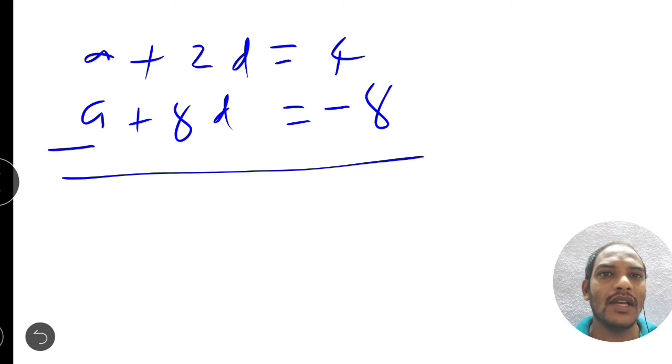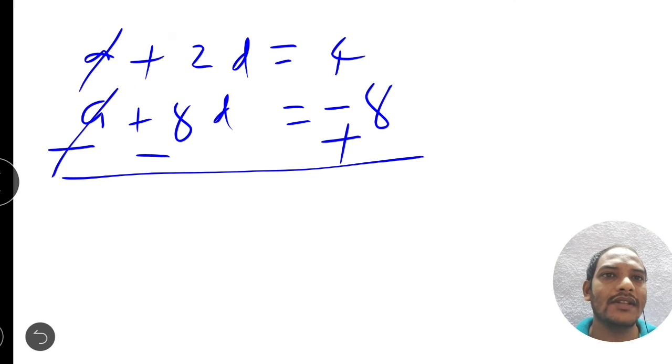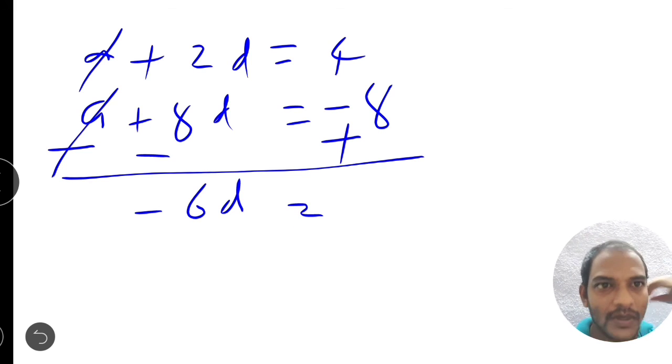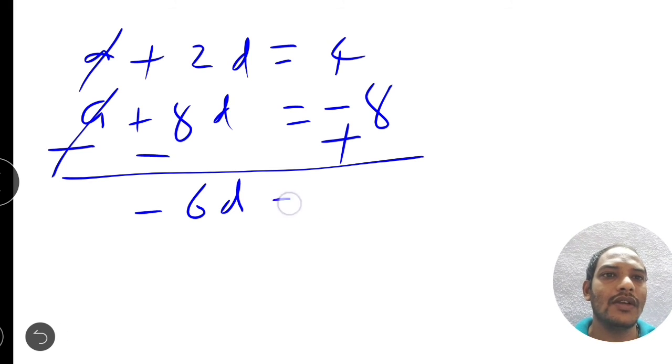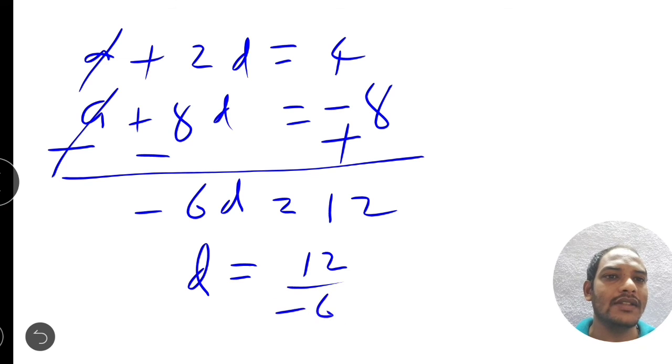Plus A will become minus A, plus 8D will become minus 8D, minus 8 will become plus. So plus A minus A cancel, 2D minus 8D is minus 6D. It equals 4 plus 8, which is 12. Then D equals 12 divided by minus 6. 6 ones are 6, 6 twos are 12, so it equals minus 2. So D value is minus 2.